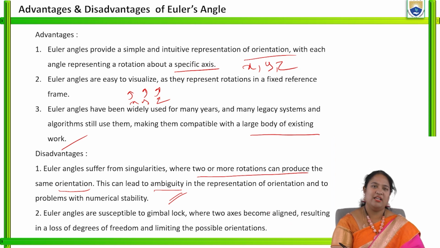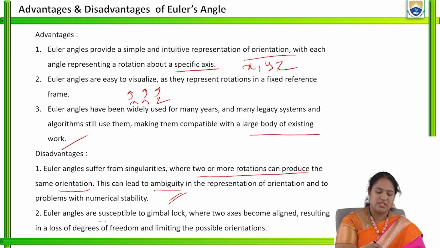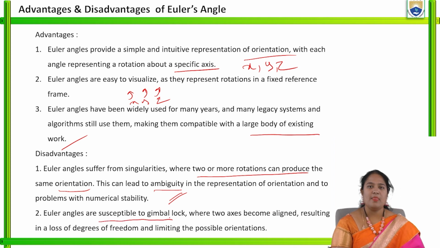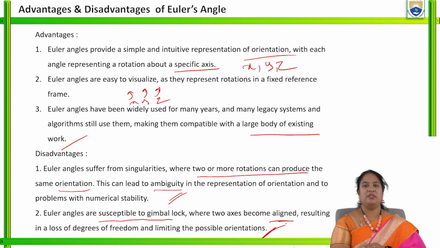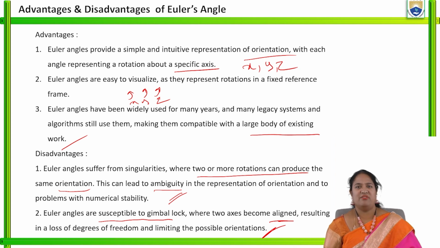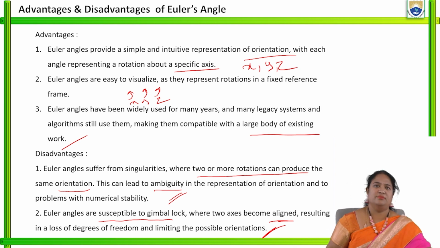One more disadvantage is that Euler angles are susceptible to gimbal lock, where two axes become aligned, resulting in a loss of a degree of freedom and limiting the possible orientations. When we are limited to some particular orientation, we cannot find the exact values, so that is one of the disadvantages of Euler angles. Clear? So these are the advantages and disadvantages of Euler angles.